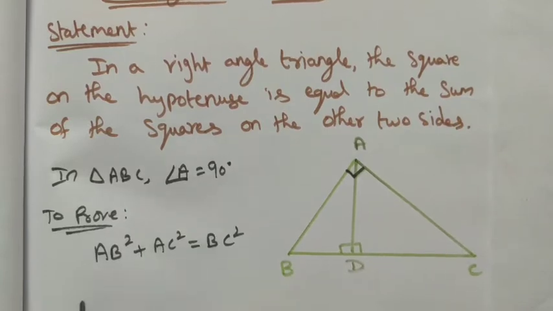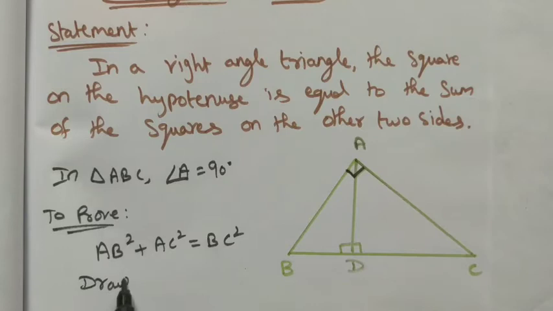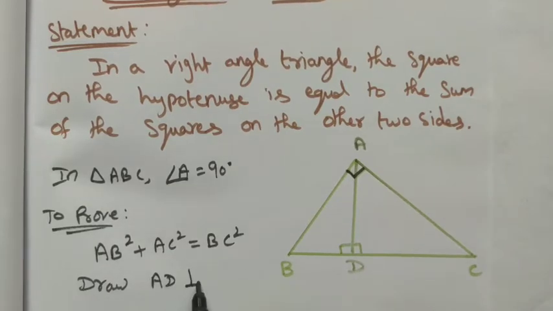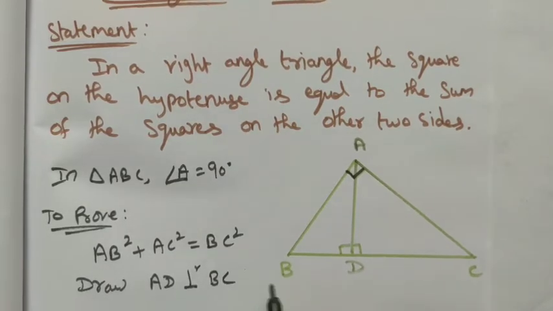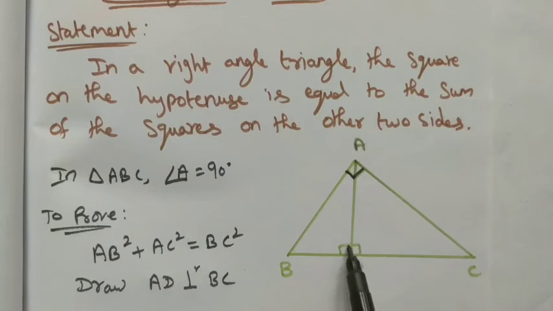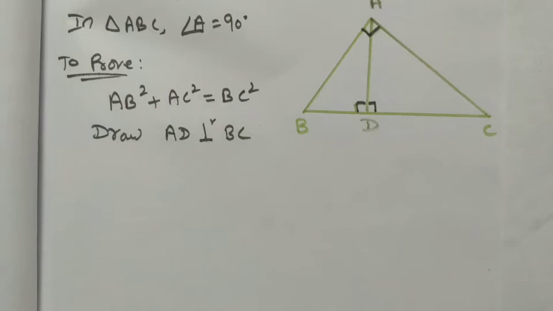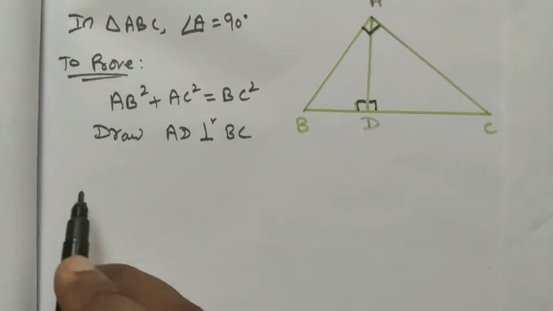We have to prove this. To prove, we are going to draw a line AD, AD perpendicular to BC. It is perpendicular, which means this is also 90 degrees, right? AD is perpendicular to BC means the angle at D is 90 degrees. By using this condition, we are going to prove the theorem.